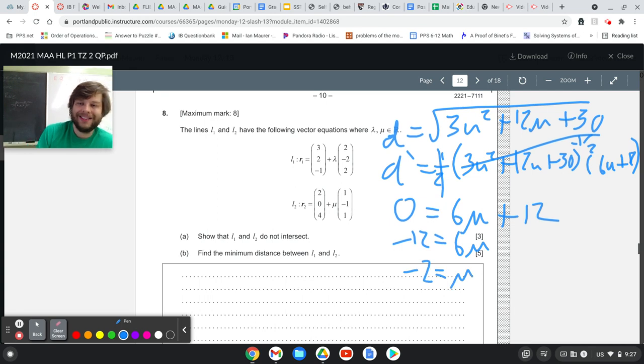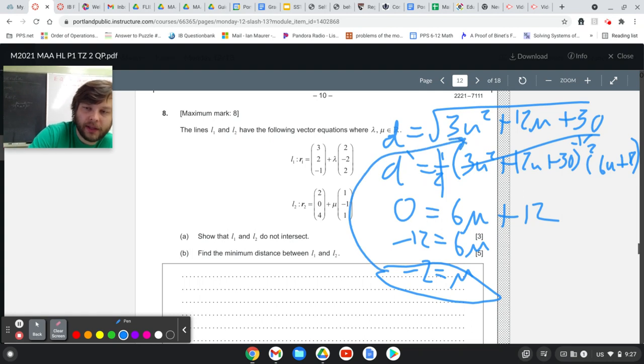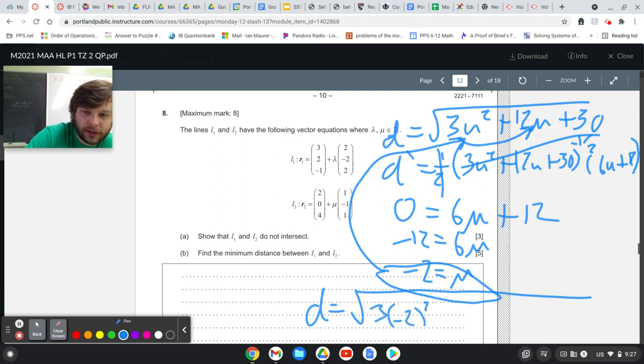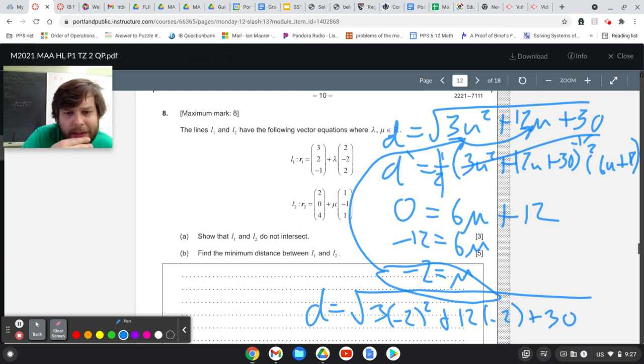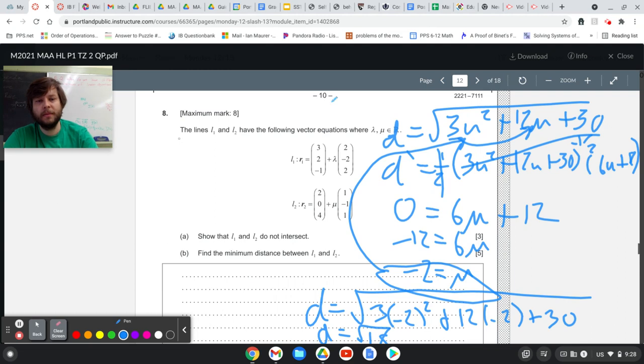So what is the minimum distance then? I resubstitute that into my distance formula right there and right there. So the distance equals the square root of 3 times -2 squared plus 12 times -2 plus 30. Let's see, so that makes 3 times, so -2 squared is 4, times 3 is 12, minus 24 is -12, plus that, I think we get square root of 18 as our minimum distance. And there you go. More fun with vectors.